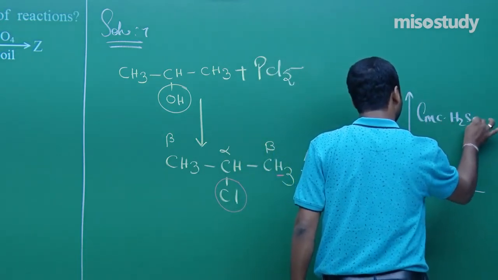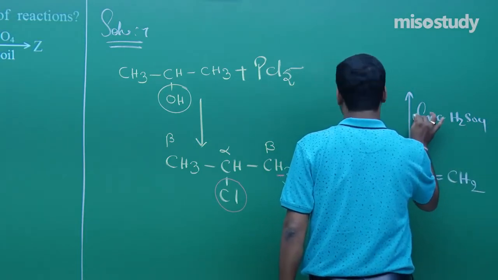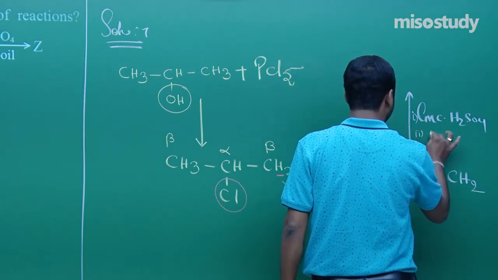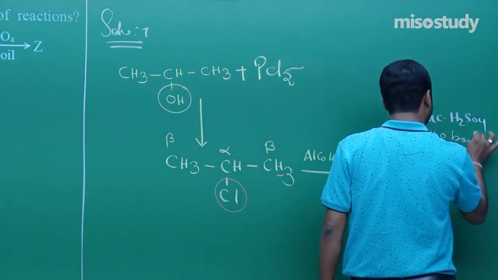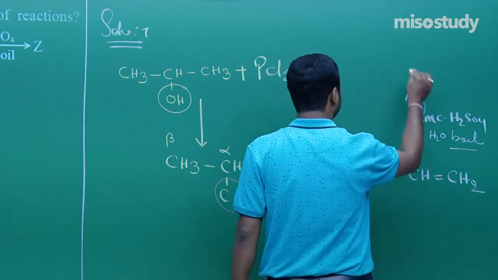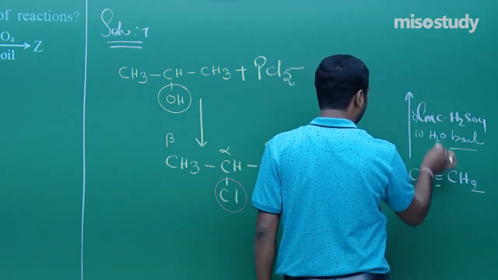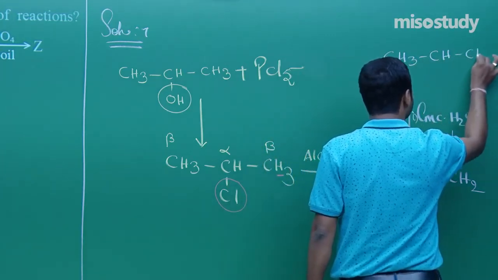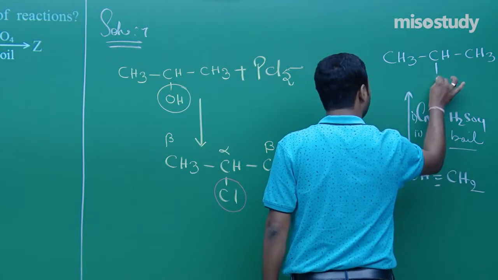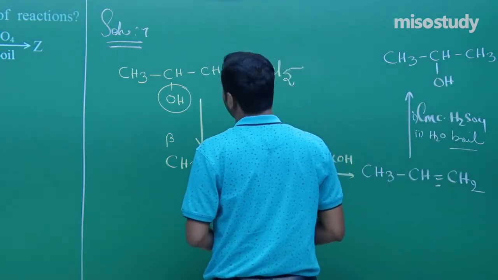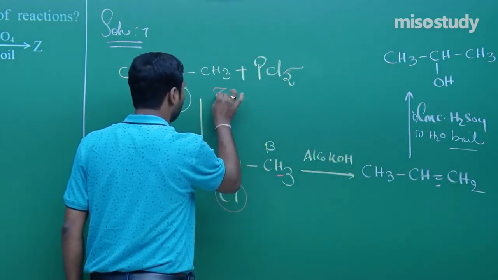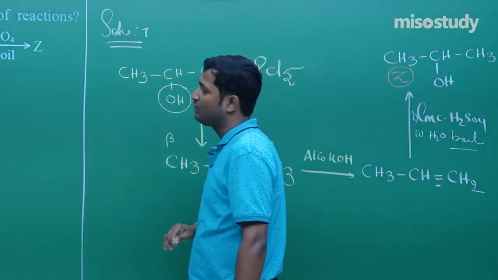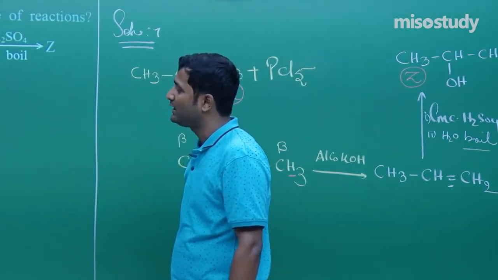Now when it is treated with concentrated H2SO4 and then H2O, that is boil, clear to you? Then what will happen? In this case, again this bond will break and addition takes place, CH3 CH CH3. It follows the Markovnikov addition. So we can easily predict this one is Z, but the case is not feasible with 1 degree alcohol, that is 2 degree alcohol.